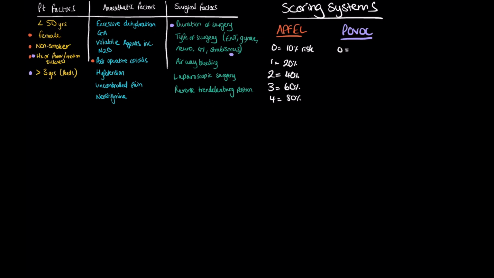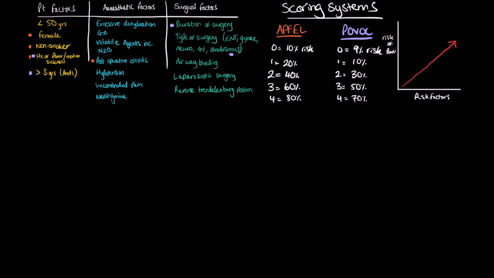Just to compare, it's 9% for 0 risk factors, 10% for 1 risk factor, 30% for 2 risk factors, 50% for 3 risk factors, and a maximum of 70% from 4 risk factors. The risk percentages I've quoted here aren't exactly the same as published values, but they're close enough and are a compromise at making it easier to remember. You're not expected to know the exact values in the exam.